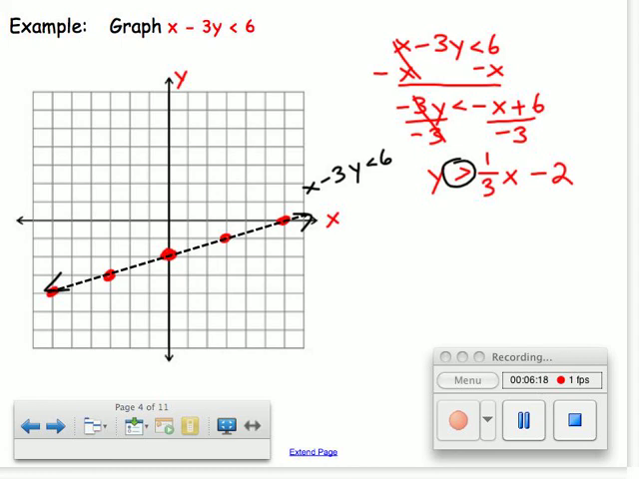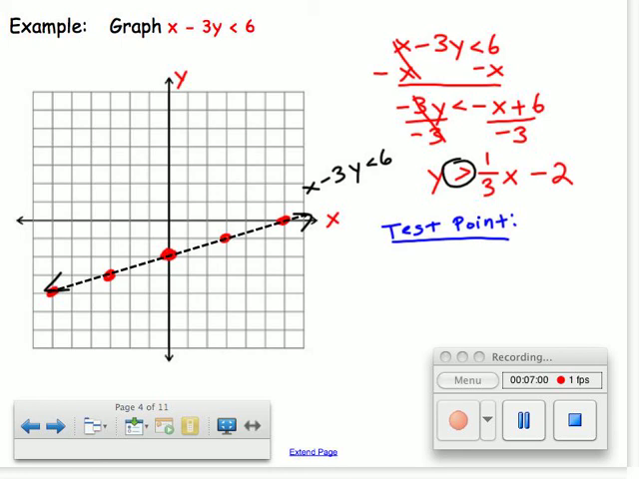The next thing is where to shade. That means which side of the graph includes all of the x and y values that will make that statement true. I'm trying to find which side of the graph can I take any ordered pair to make my inequality true. Here's how you figure it out. You choose what's called a test point. And the point that's easiest to use is the origin, 0, 0. The only time you cannot use 0, 0 as a test point is if the graph itself, or the line itself, goes through 0, 0.